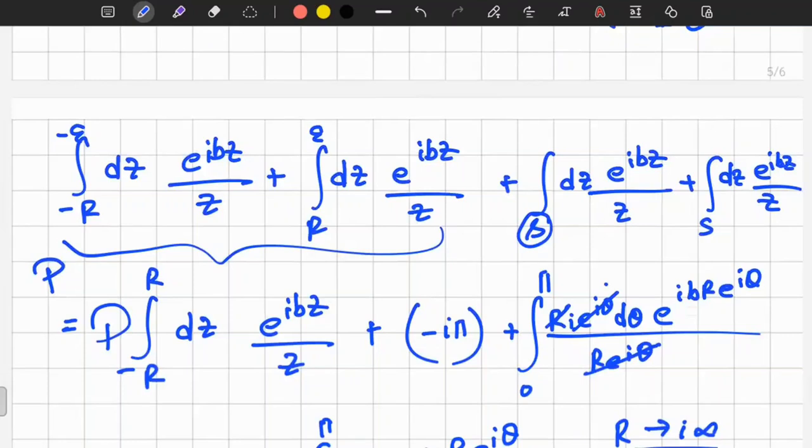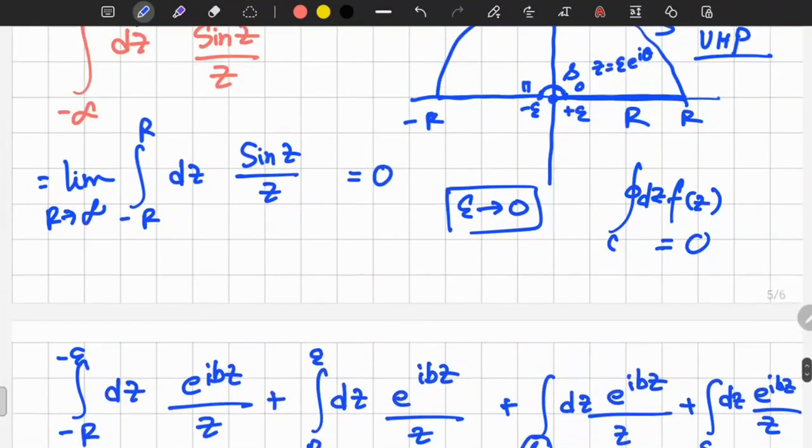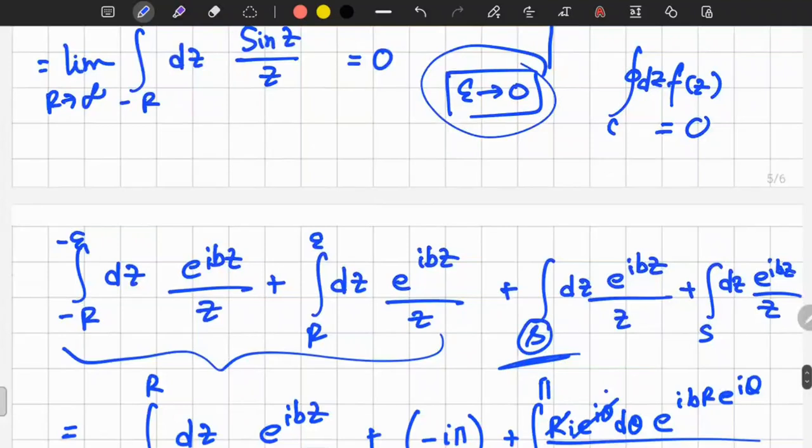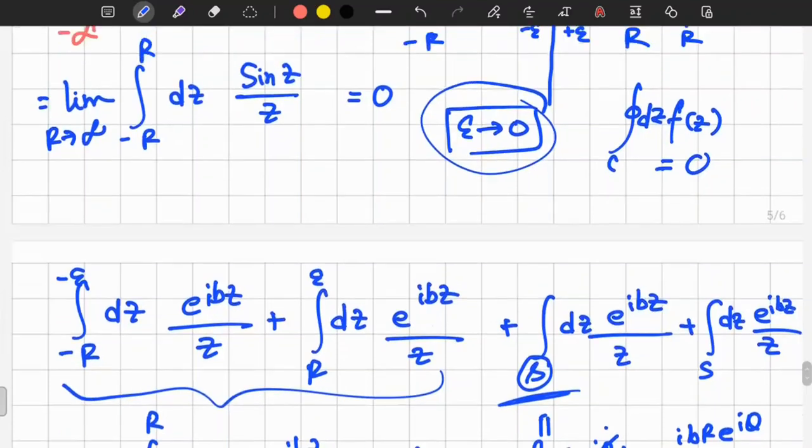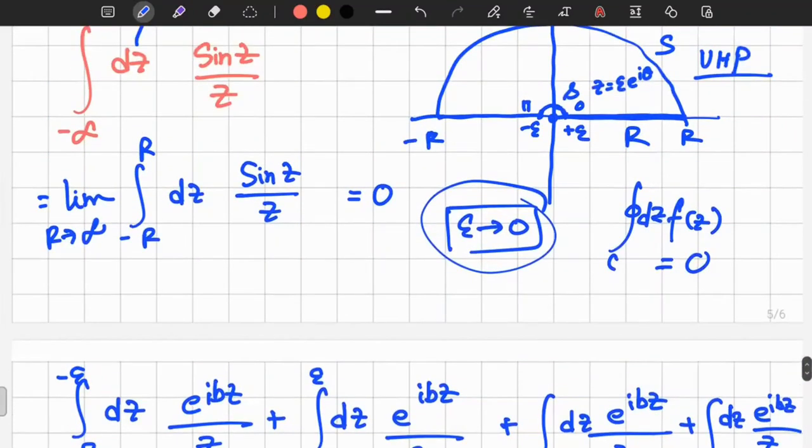To extract the valuable information from the integral, yes, only this part contributes, that small contour. So this is valid only when epsilon tends to 0. This kind of thing also reminds me of the long summation: if we take the summation of all the natural integers, 1 plus 2 and so on, it will be minus zeta of minus 1, the famous minus 1 by 12, the analytic continuation.